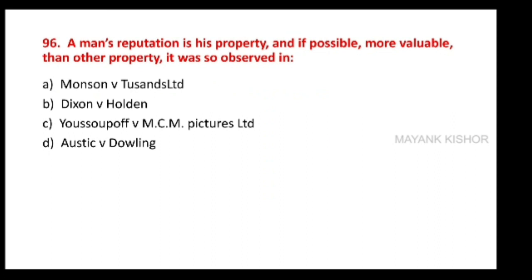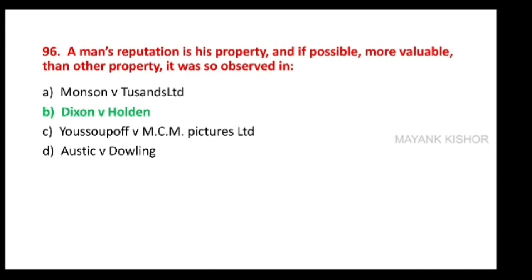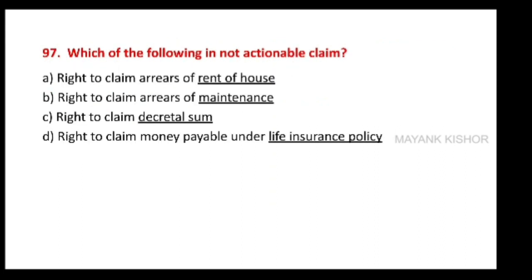A man's reputation is his property and if possible more valuable than other property. It was so observed. It's a very important question. And the options are option A Manson versus Tucson Limited, option B Dixon versus Holden, option C Youssoupoff versus MGM Pictures Limited, option D Ostick versus Dowling. And the correct answer is option B Dixon versus Holden. Next question, question number 97.